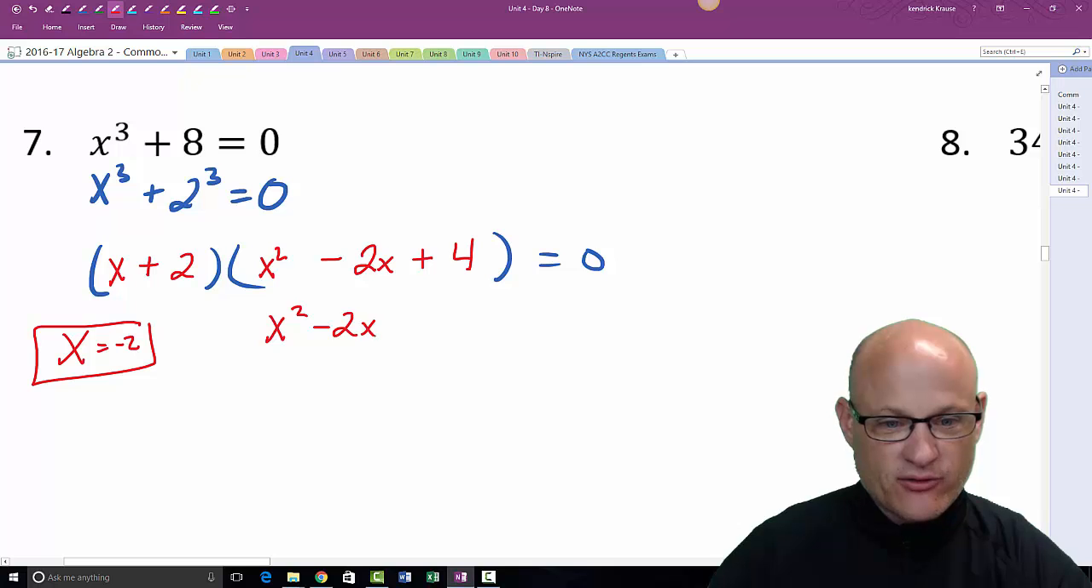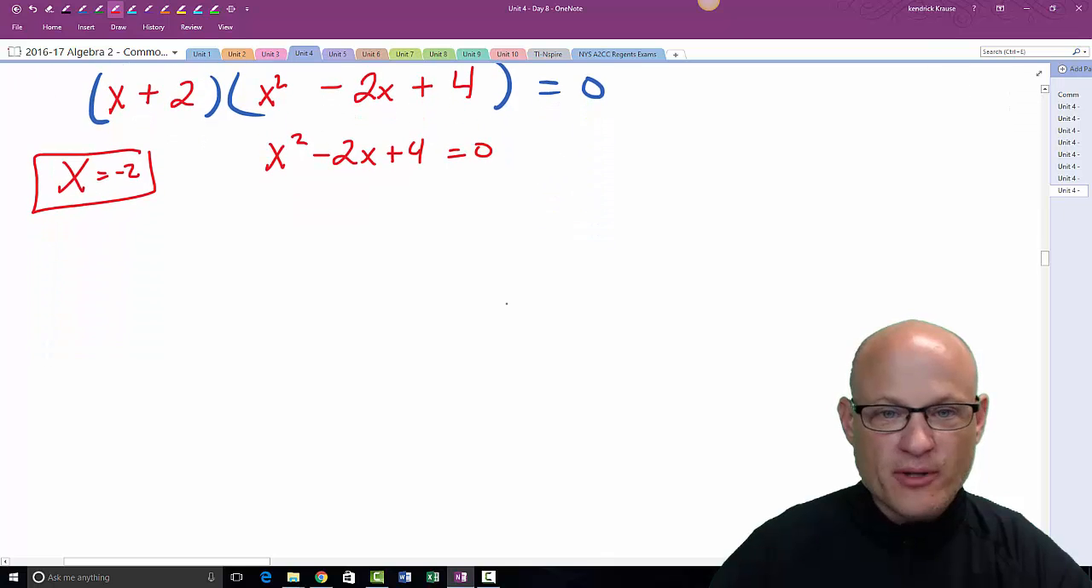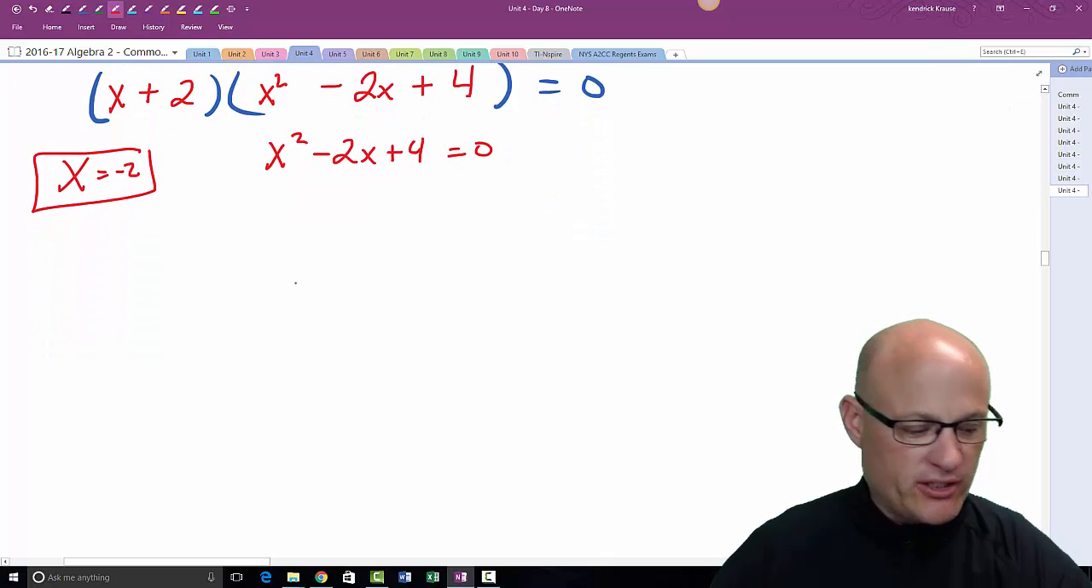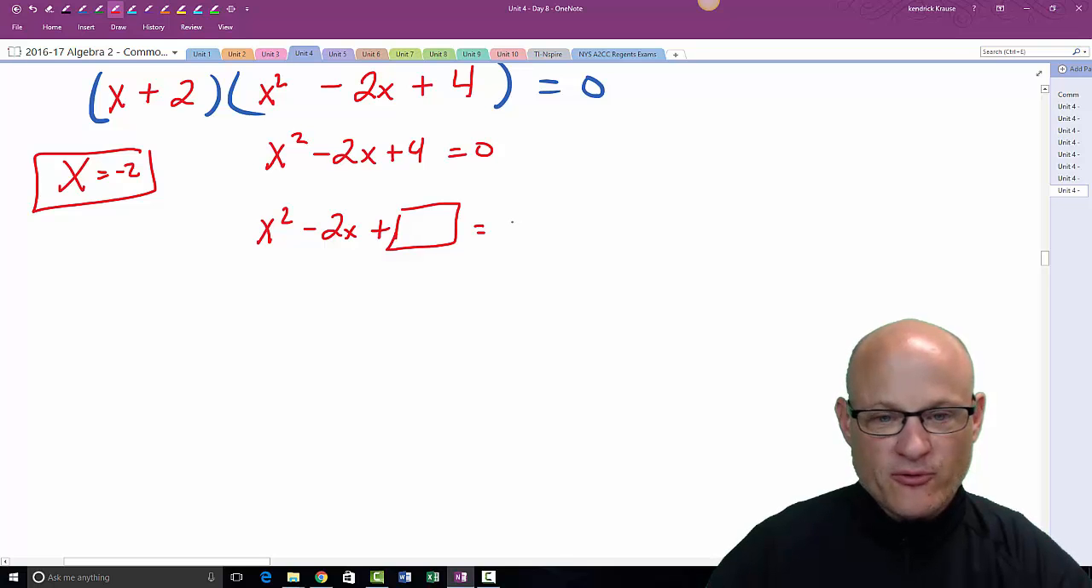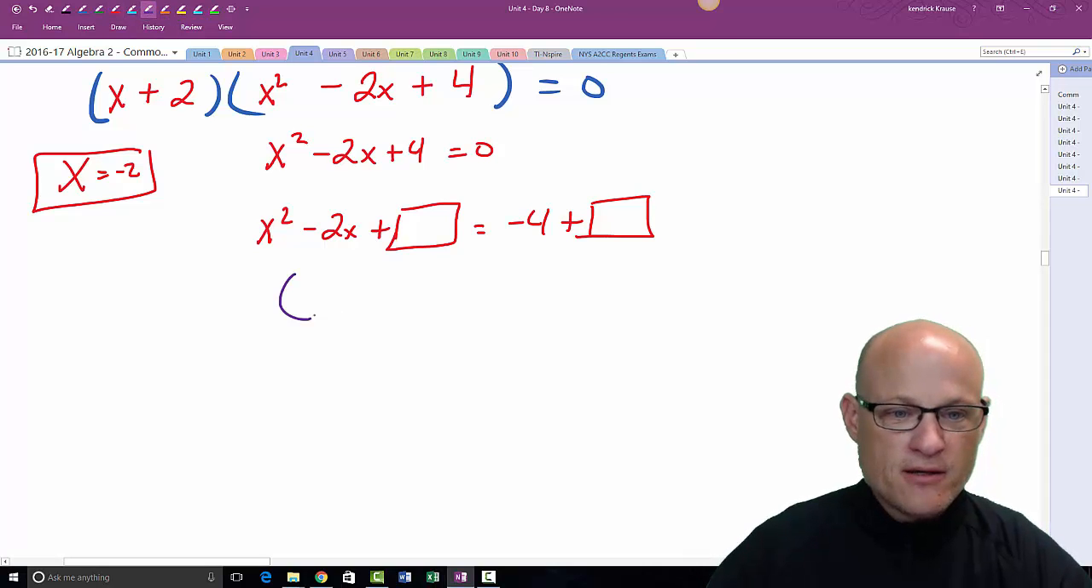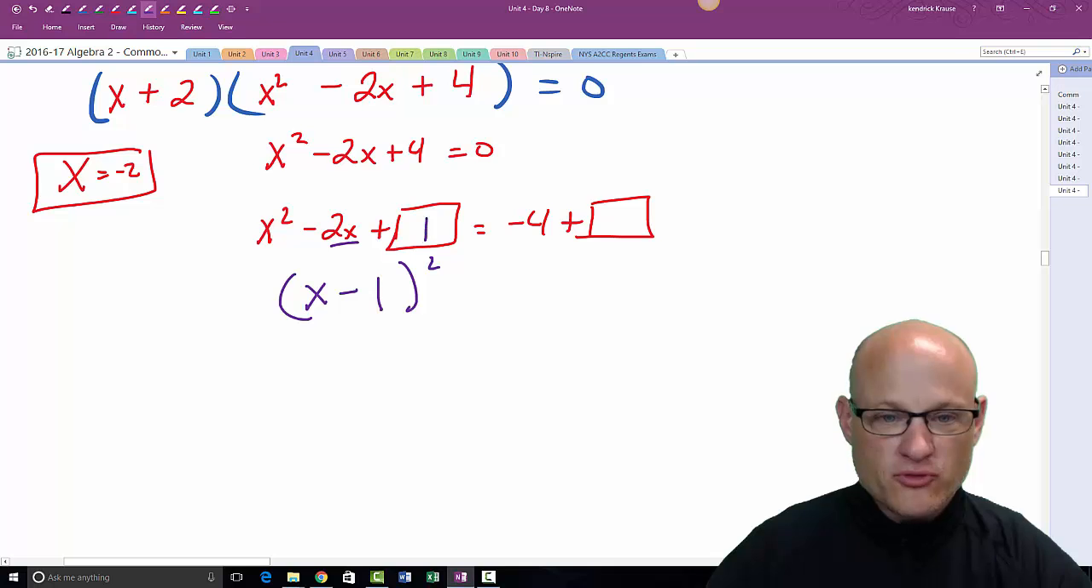x squared minus 2x plus 4 equals 0. You can do it by quadratic formula, but I'm going to choose completing the square because you haven't seen it in a while. So x squared minus 2x plus a square equals, bring the 4 over, negative 4 plus a square. If I add a square to one side, I have to add it to the other. So x minus, now what is half of 2? Oh, 1. Square it, still 1. Add 1. So I get equals negative 3.